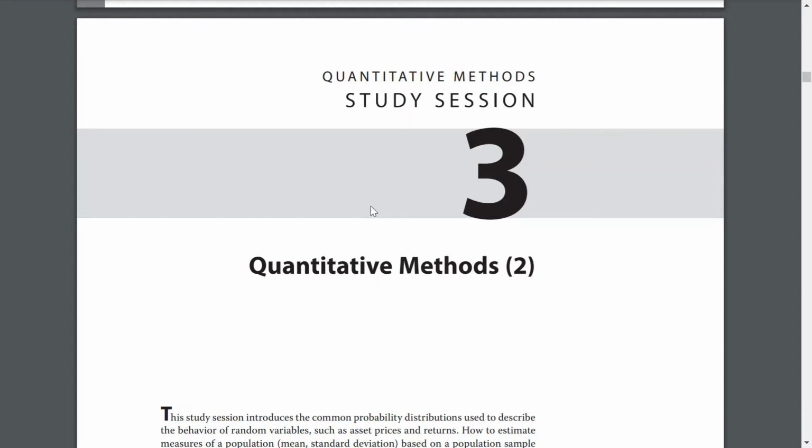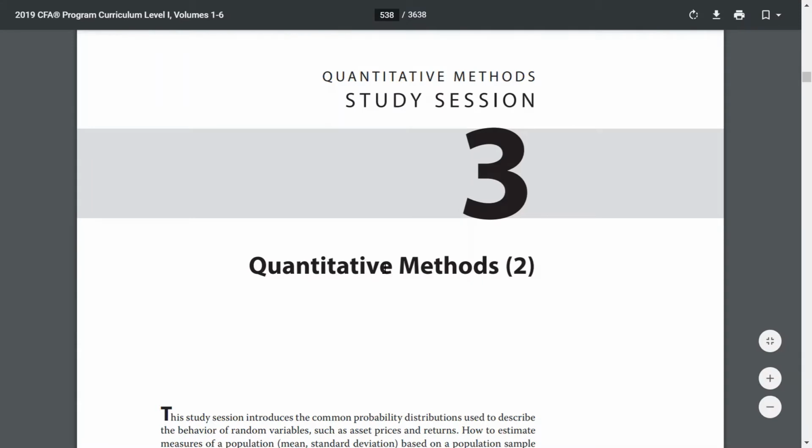Okay, CFA Level 1 Study Session 3, which is Part 2 of the quantitative methods. We're going to start from Reading 10.